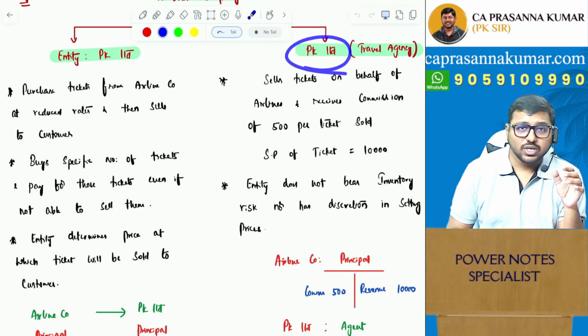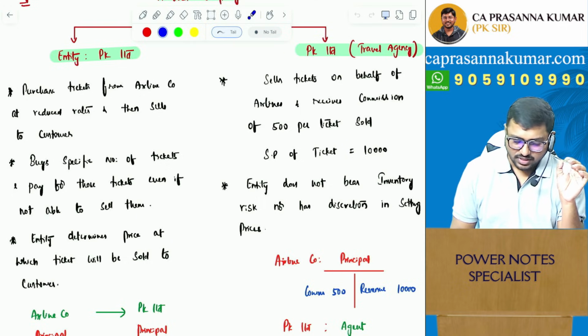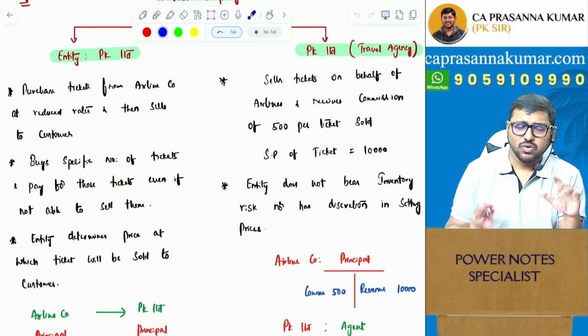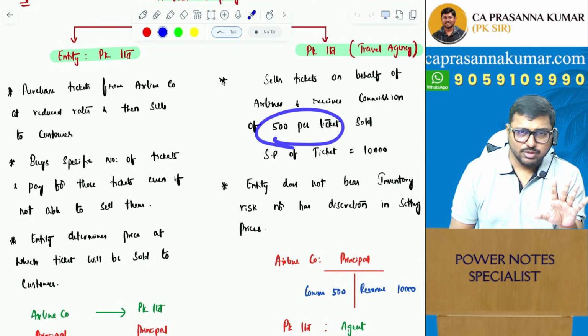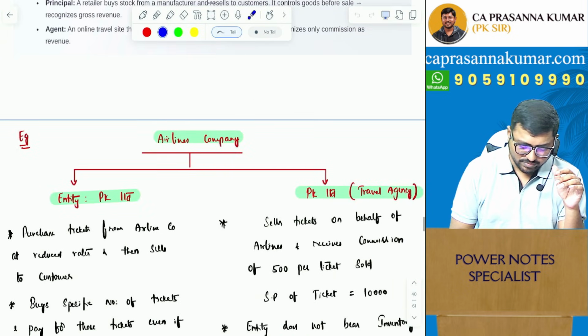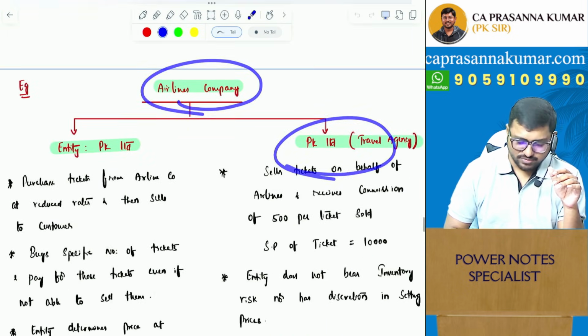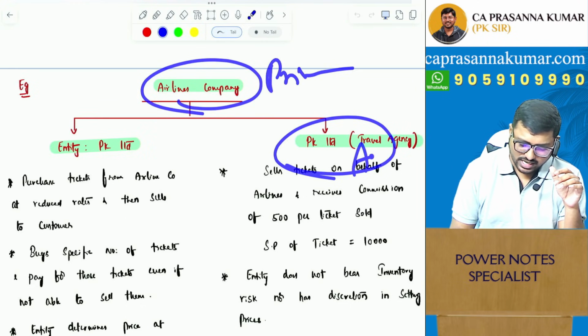You cannot set ticket prices at your choice. You means I'm talking about the travel agency, which is PK Limited. Whatever selling price is set by the airline company, PK Limited has to just follow and sell at the same selling price. You got the point? All it will get is commission. So in this case, the relationship between the airline company and PK Limited is a principal-agent relationship.